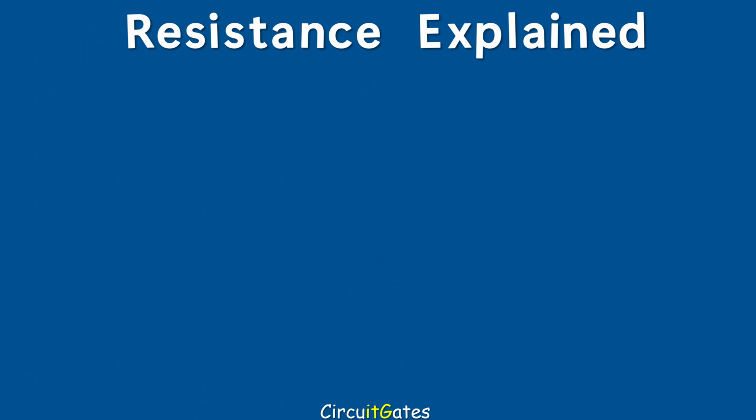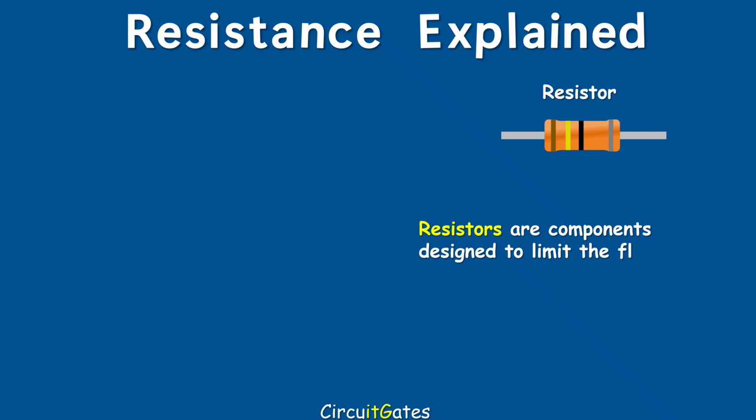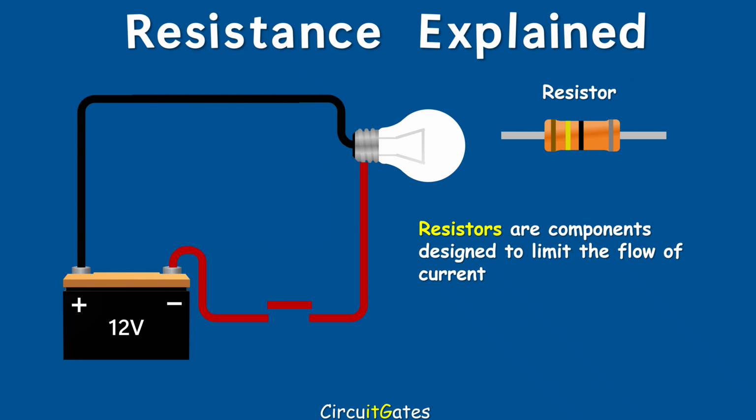There are devices designed to introduce a known value of resistance into a circuit, called resistors. Resistors are components designed to limit the flow of current. Every electrical appliance has a current rating. If too much current passes through it, it burns out. To prevent the burning out of electrical components due to excess current, resistors of the correct size are connected into a circuit.